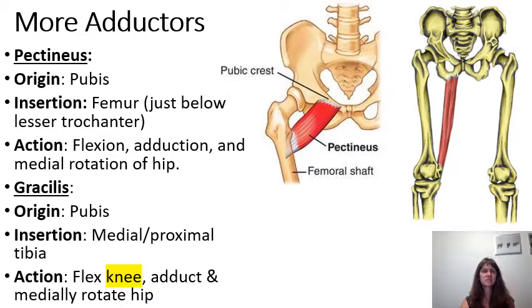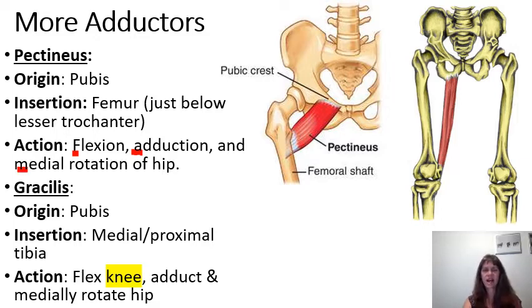Other adductors include pectineus, which originates on the pubis and inserts on the femur just distal to the lesser trochanter. Pectineus is also a FAM muscle. It will also flex, adduct, and medially rotate the hip.